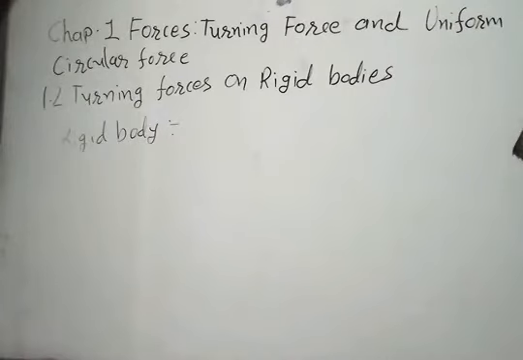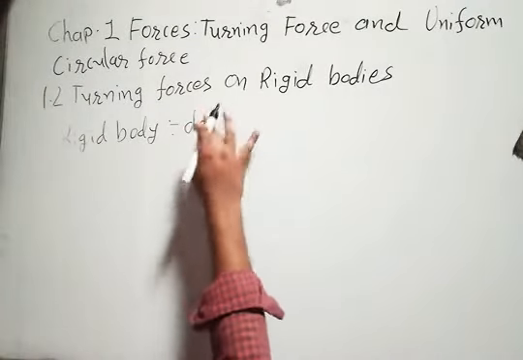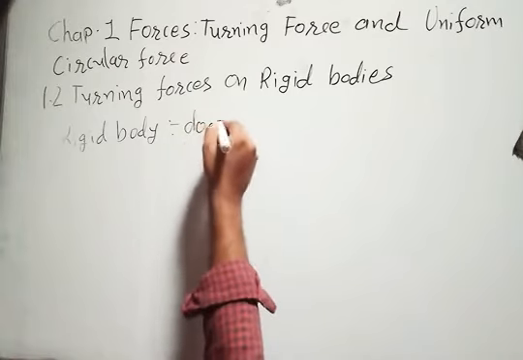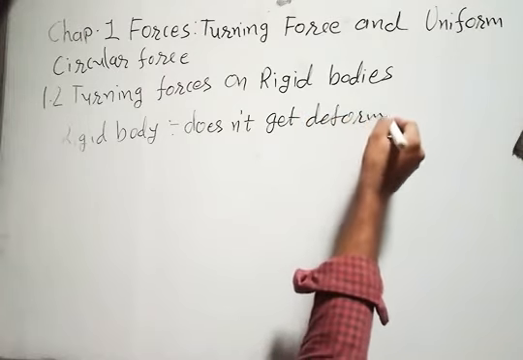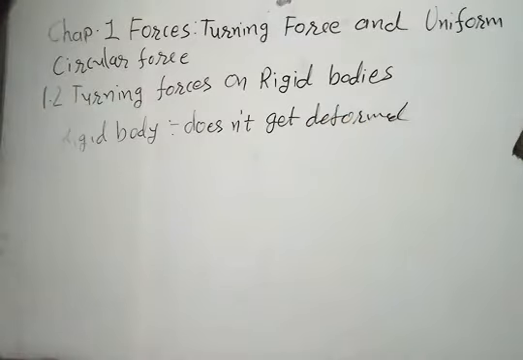The body which does not get deformed is called a rigid body. In actual practice we know that there is no such thing as a rigid body. However, we assume that rigid bodies are, for example, stones, metals, glass, etc. We assume that they are rigid bodies. Clear?